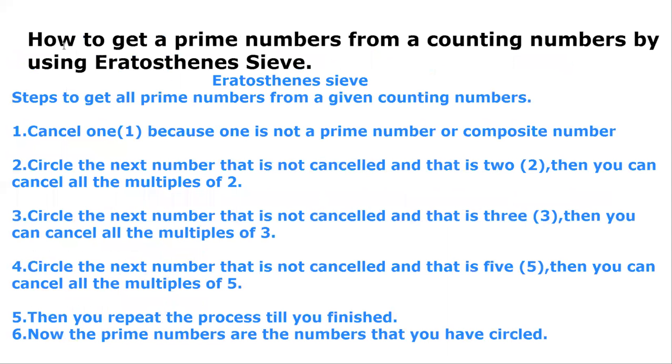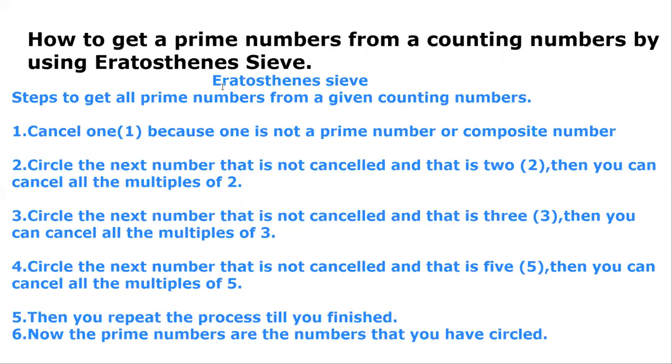Now, how to get prime numbers from counting numbers by using the Sieve of Eratosthenes. There was a mathematician called Eratosthenes who also gave us another process to get all the prime numbers from any counting numbers. So if somebody asks you to list the prime numbers less than 20, you list the counting numbers from 1 to 20. If they ask for prime numbers less than 30, you list the counting numbers up to 30.